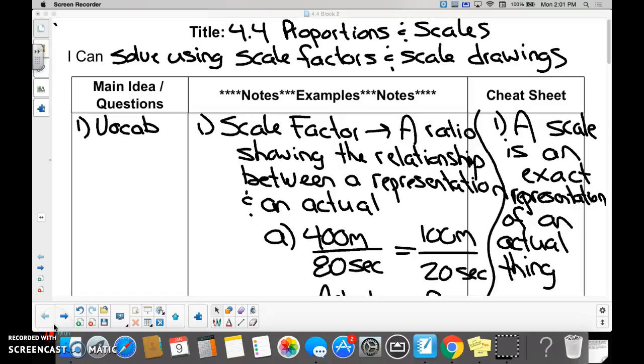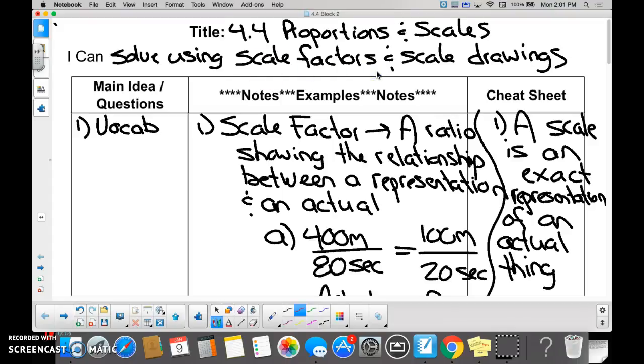4.4 proportions and scales. I can solve using scale factors and scale drawings. We didn't do much with scale drawings, although I did a couple of crude drawings, but can you solve proportions using scale factors, Bella? You can now use scale factors to solve proportions. How many of you agree? Raise your hand if you say, yes, I can do that. Yes. Sweet. Cool.